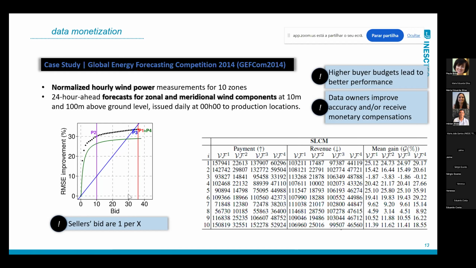Overall, the conclusion is that higher buyer budgets lead to better performance because they can acquire more relevant data, and data owners improve accuracy and/or receive monetary compensation. So in some cases, they don't have huge improvements, but they receive money from the others because they are helping the others to improve their forecasts. In other cases, they don't receive that much money from the others, but they have big improvements in their forecast accuracy. So overall, all these 10 zones have a motivation to stay in this data market.